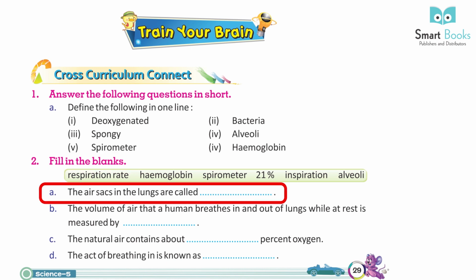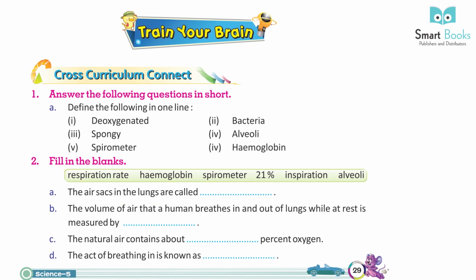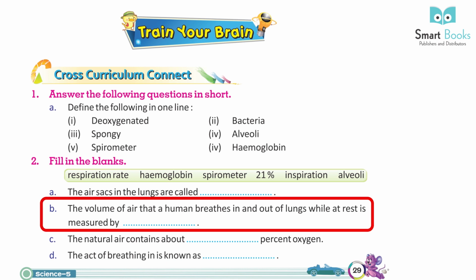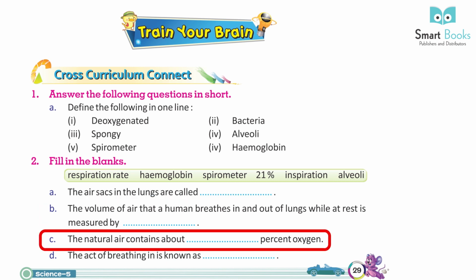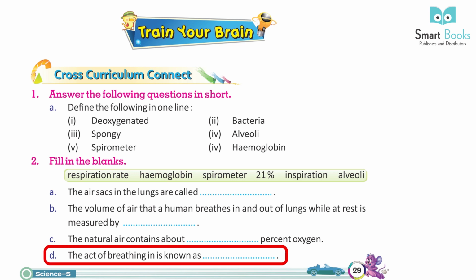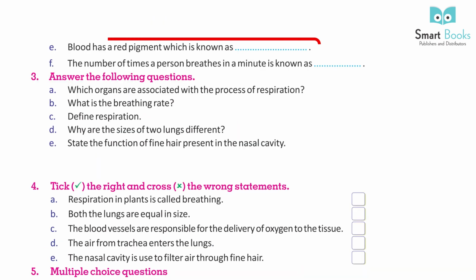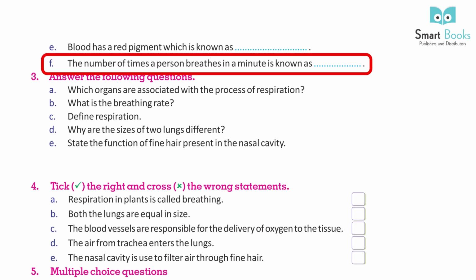2. Fill in the blanks. A. The air sacs in the lungs are called dash. B. The volume of air that a human breathes in and out of lungs while at rest is measured by dash. C. The natural air consists of about dash % oxygen. D. The act of breathing in is known as dash. E. Blood has a red pigment which is known as dash. F. The number of times a person breathes in a minute is known as dash.